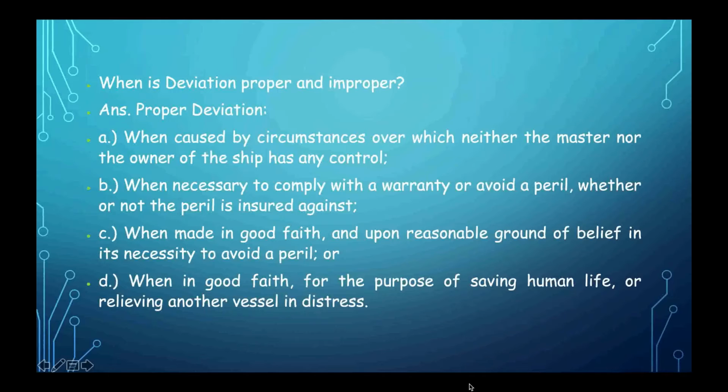Deviation could be proper and improper. The following are proper deviation. A. When caused by circumstances over which neither the master nor the owner of the ship has any control. B. When necessary to comply with a warranty or avoid a peril, whether or not the peril is insured against. C. When made in good faith and upon reasonable ground of belief in its necessity to avoid a peril, or when in good faith for the purpose of saving human life or relieving another vessel in distress.